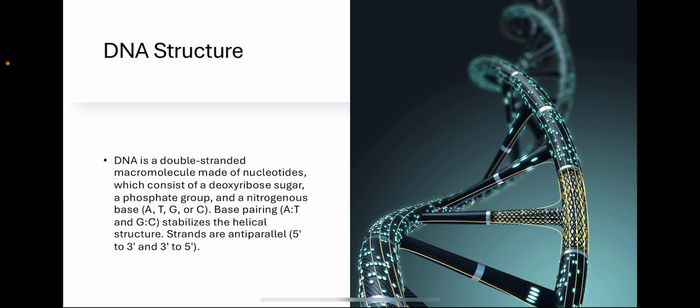Base pairing includes A to T and G to C in DNA, so A's and T's pair up between the two DNA strands, but like between the 5 to 3 and the 3 to 5 ends. You'll see that here in a minute. And then G's and C's hook up with each other, so they'll only hook up to each other that way in DNA. They stabilize the helical structure, and strands are anti-parallel, a 5 to 3 strand and then a 3 to 5 strand, so we'll see that here in a minute.